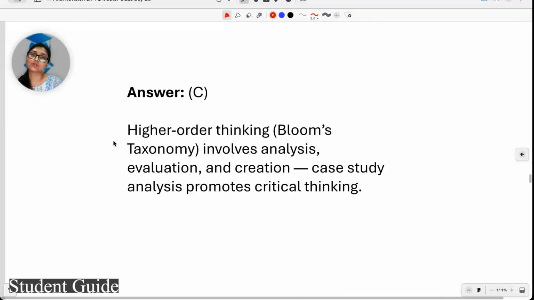In our discussion session we have also discussed Bloom's taxonomy. There you can see higher order thinking involves analysis, evaluation, and creation. And case study analysis promotes critical thinking. So whenever you see higher order thinking, you will go for these two terms: analysis, then critical thinking. These words will help you navigate to the correct answer.